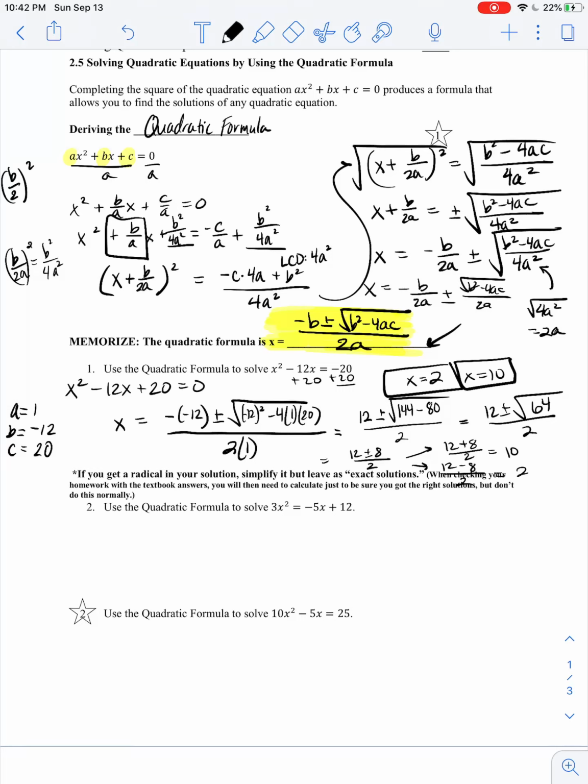In this last one, we did not get a radical. We were able to get rid of it because we know the square root is 64. But if you get a radical in your solution, then you want to leave it in there. So this makes it what we refer to as an exact solution.